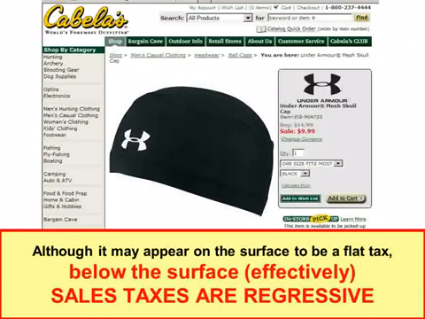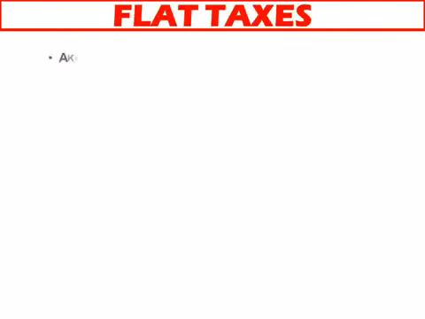And then I talk about this little story about me being in line behind somebody that makes $3 million. And we're both buying the same thing, a skull cap. And because it's one size fits most, we might be buying the exact same thing. On the surface, it looks like a sales tax is flat because we both pay the same rate. They don't ask you, how much income do you make before they charge you sales tax? But effectively, that means below the surface, you'll see that sales taxes are effectively regressive. On the surface, they might appear like a flat tax. Below the surface, they're not.